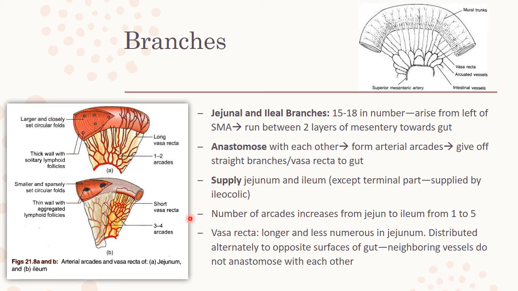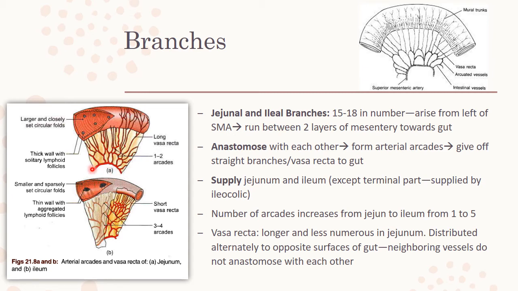The number of the arcades is only 1 to 2 in the jejunum, but it increases in the ileum to 3 to 4 or even 5. The vasa recta are longer and less numerous in the jejunum. They are usually distributed alternately to opposite surfaces of the gut, and the neighboring vessels do not anastomose with each other. So here let's have a look at these branches.